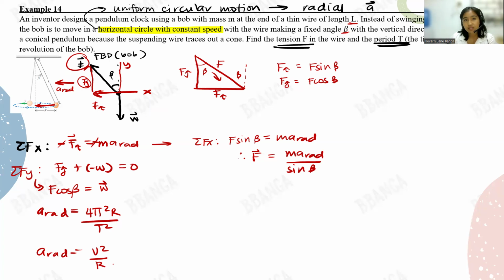Given ba si V? Hindi, di ba? Hindi given si V dito. Nandito siya sa drawing pero walang binigay na value. Now, given ba si R? Hindi rin, pati si period, hindi rin given. Pero kung makikita nyo, yung R natin, may relationship siya sa length.